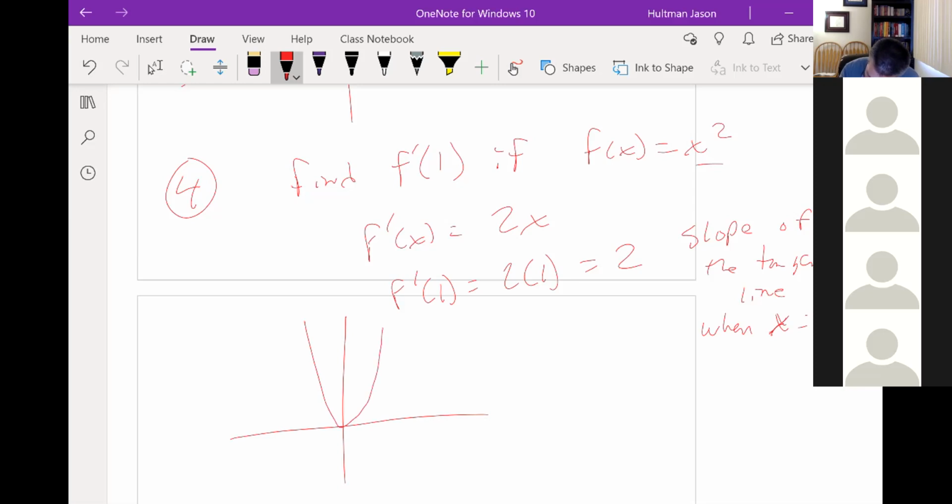And it tells me that when I'm at 1, 1 on my parabola, what's the slope of the line? What's the slope of the tangent line? Well, it's 2. The slope of the tangent line is 2. F prime of 1 is equal to 2. That's the slope of the line there. The slope is 2.